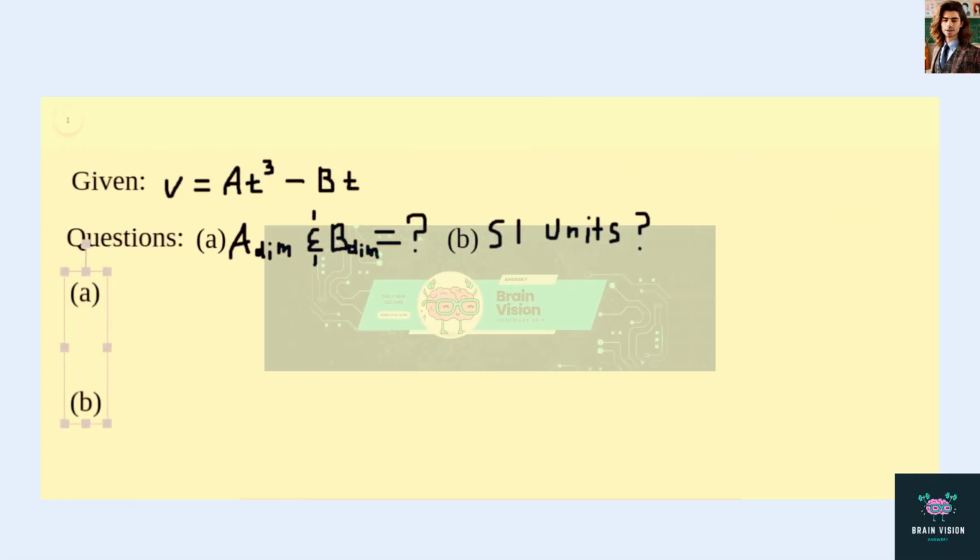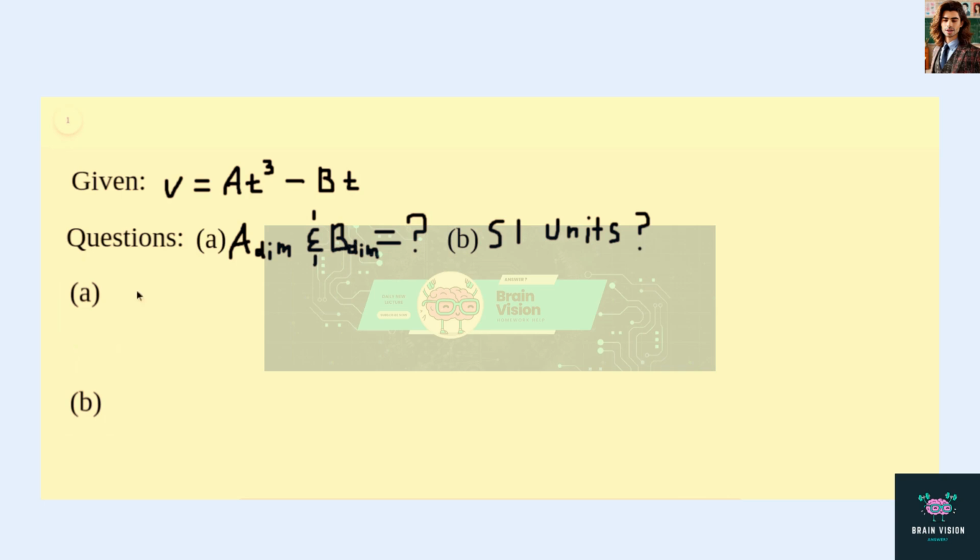Okay, so our question says the speed v of an object is given by the equation v is equal to a times t to the third minus b times t, where t refers to the time. And then it says, what are the dimensions of a and b? And what are the SI units for the constants a and b? So first we want to find the dimensions of a and b, and then we want to put those dimensions into our standard SI units, okay?